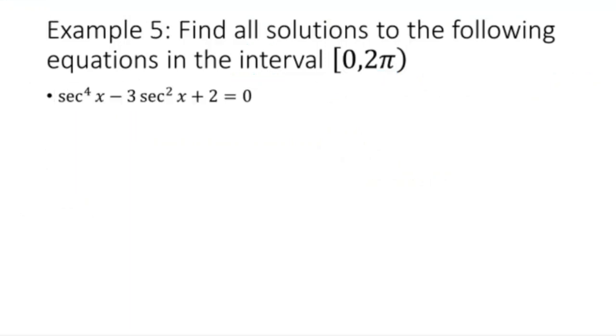Next, we're going to find all solutions to secant 4x minus 3 secant squared x plus 2 equals 0 on the interval 0 to 2 pi. Now, with this problem here, we do see a trigonometric function, and I can't combine those, so I do want to use a substitution. Now, I could just use u equals secant x, but if I look very closely at the powers, I have 4 and I have 2 as my powers of secant. So instead of just making u equals secant x, we're going to make u secant squared x.